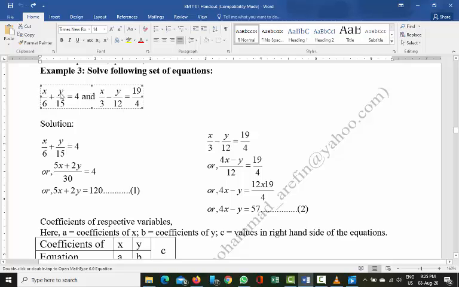Now example 3. In example 3, we have this equation and this equation, and we need to solve it. So here we have two variables, here also two variables, but the equations are not organized. So let us simplify first. The first equation we have is x by 6 plus y by 15 is equal to 4. So let us simplify this one a little.